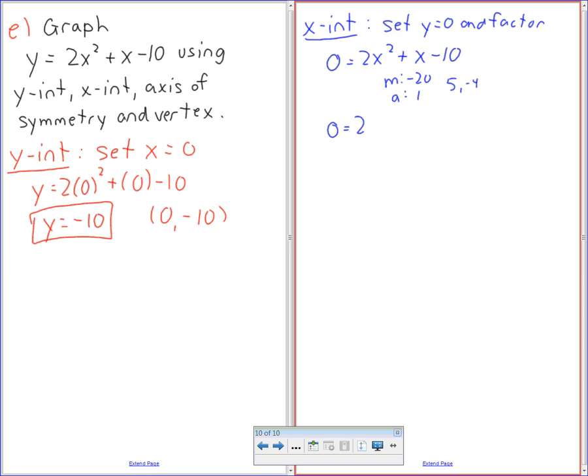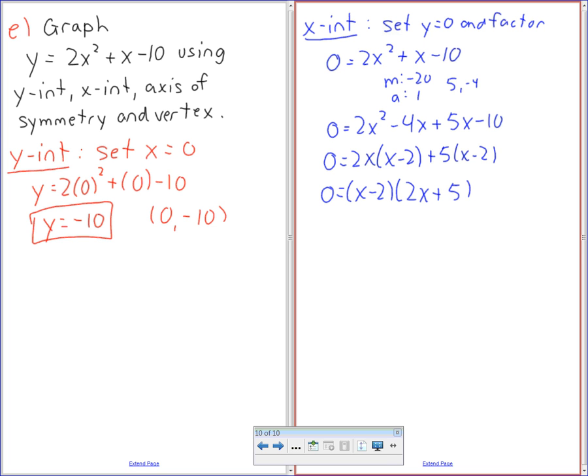0 equals 2x squared minus 4x plus 5x minus 10. 0 equals 2x(x minus 2) plus 5(x minus 2). 0 equals (x minus 2)(2x plus 5).